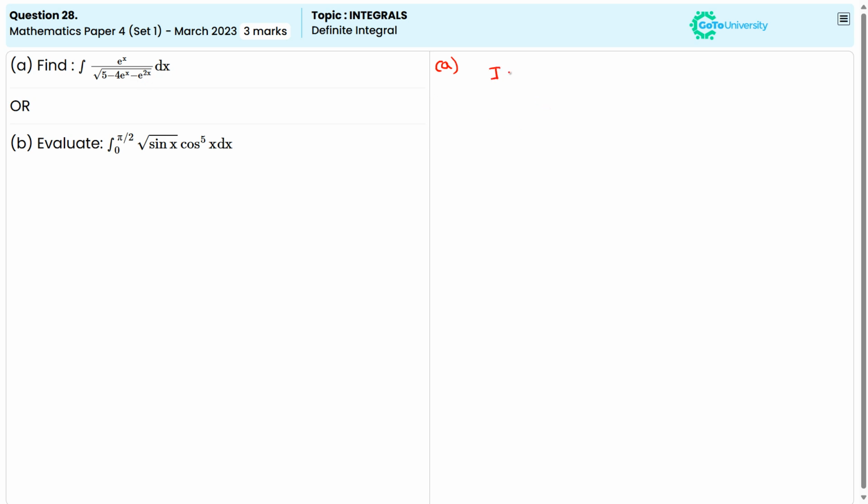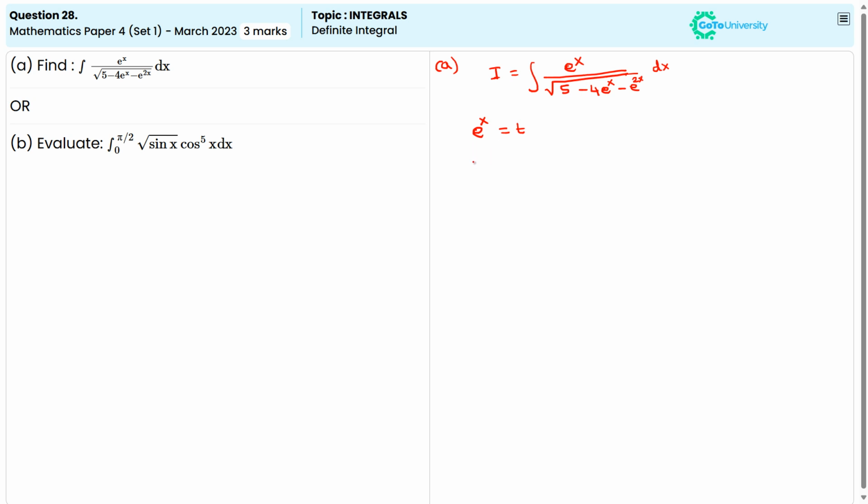Now let us write the given question: I equals the integration of e^x divided by the square root of 5 minus 4e^x minus e^(2x), dx. Here we have e^x many times: e^x in the numerator, and again in 4e^x minus e^(2x). So we are going to take e^x equal to some variable. Here we'll take e^x equal to t.